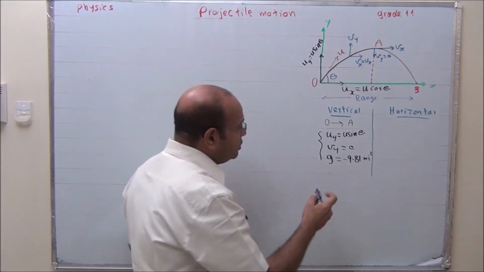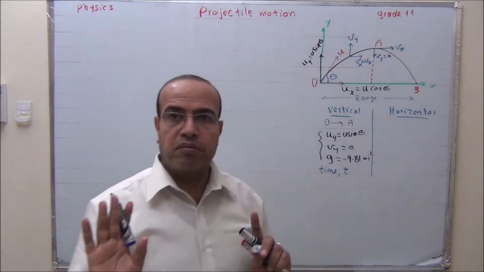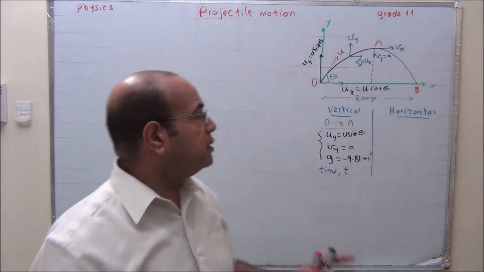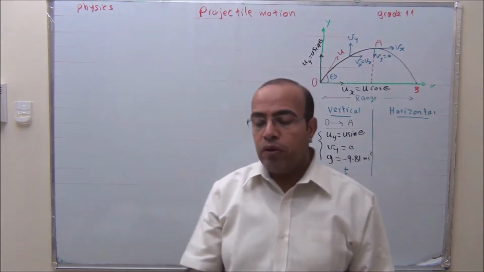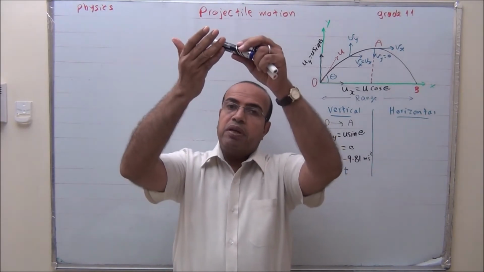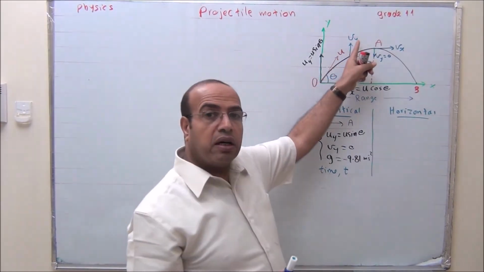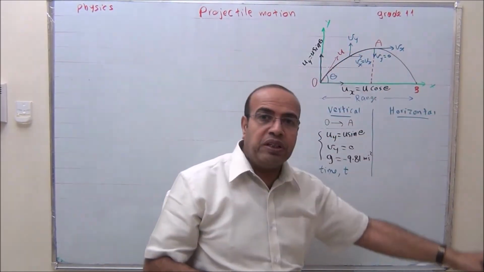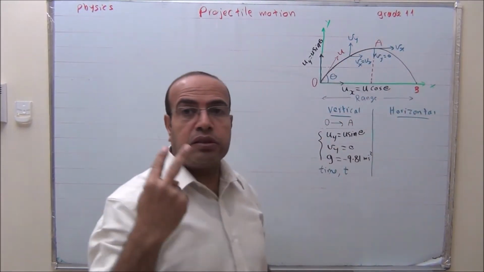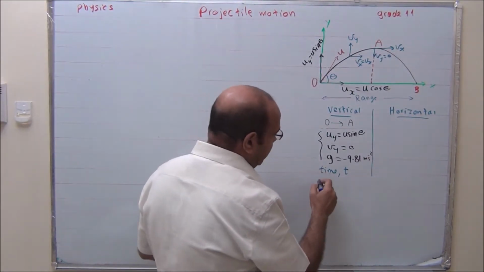First thing, we can deduce the time of maximum height, t. Also, we can get the time of flight. When we project any object upward, the time up equals the time down, ignoring air resistance. So the time from O to A is the same as A to B. So the time of flight is the time from O to B, twice the time of maximum height.